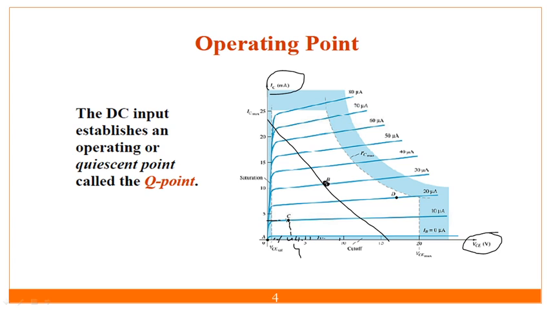It should be at the center, not over here at the maximum. So why is it so? Because it will amplify the signal properly. That's why we require my Q point to be at the center.